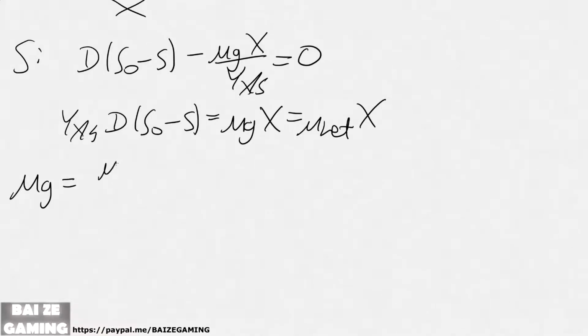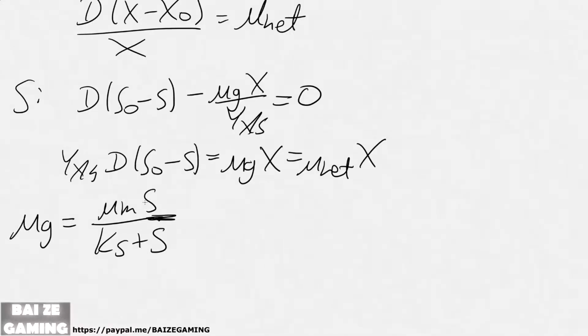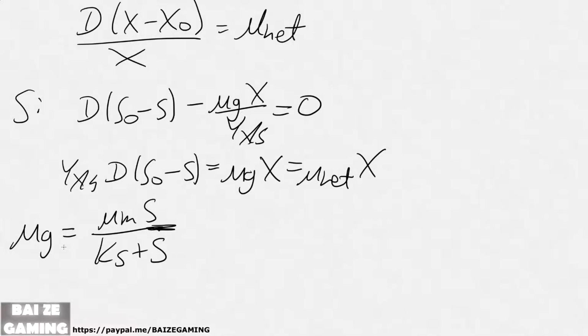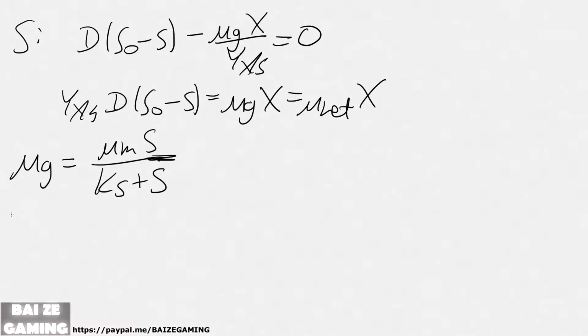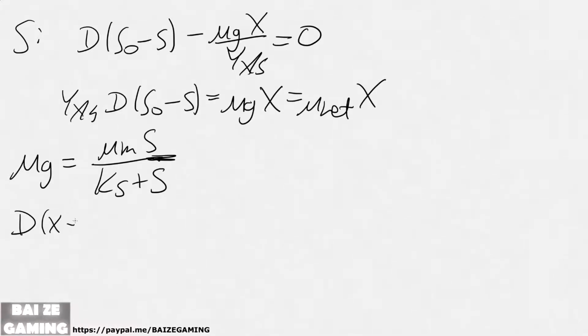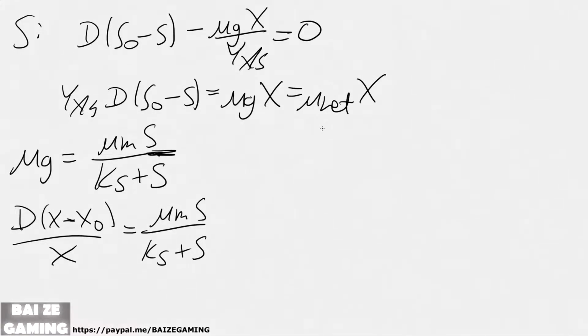Let's not forget we have the Monod equation to work with. Okay. And what can we do? UNet is UG, so we can just plug that right in. So, yep. Okay. And we can isolate it in terms of S. We'll use this equation in a minute as well.